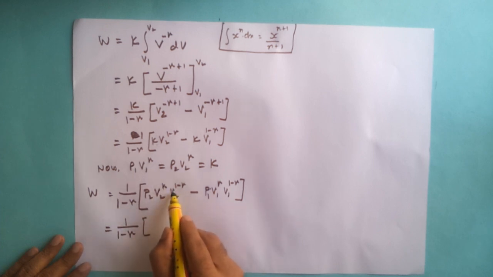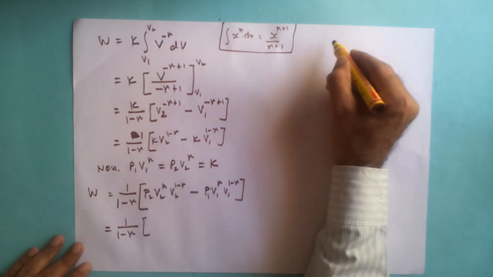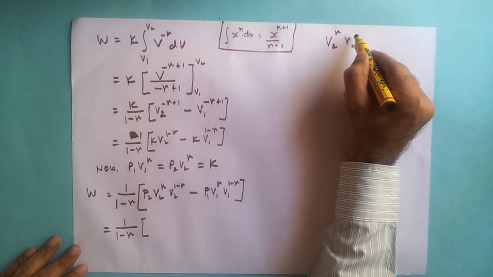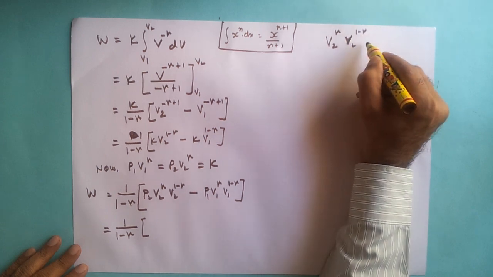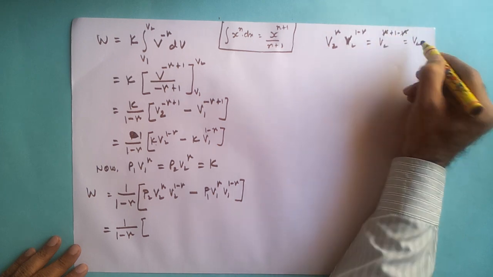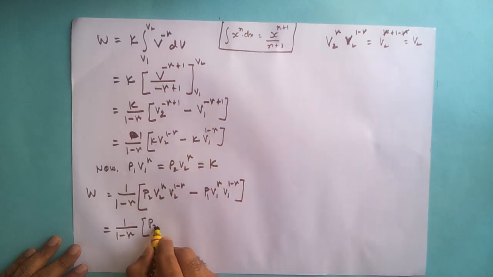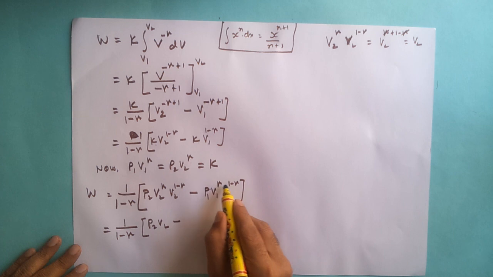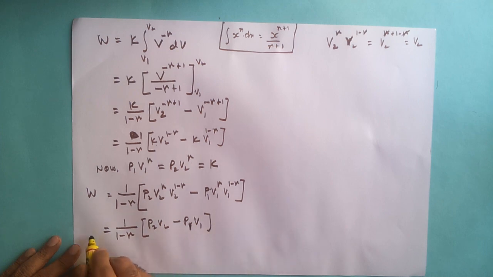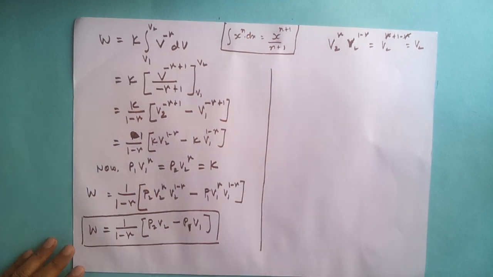This is equal to 1 upon 1 minus gamma. Now V2 raised to gamma into V2 raised to 1 minus gamma will become V2. Let me explain it over here. V2 raised to gamma into V2 raised to 1 minus gamma is equal to V2 raised to gamma plus 1 minus gamma. Gamma minus gamma will give me V2. Basic law of indices which you have studied in math. So this will become P2 into V2. Similarly over here gamma gets cancelled out, so you'll get P1 V1. And this becomes one of the basic equations for work done in an adiabatic process.